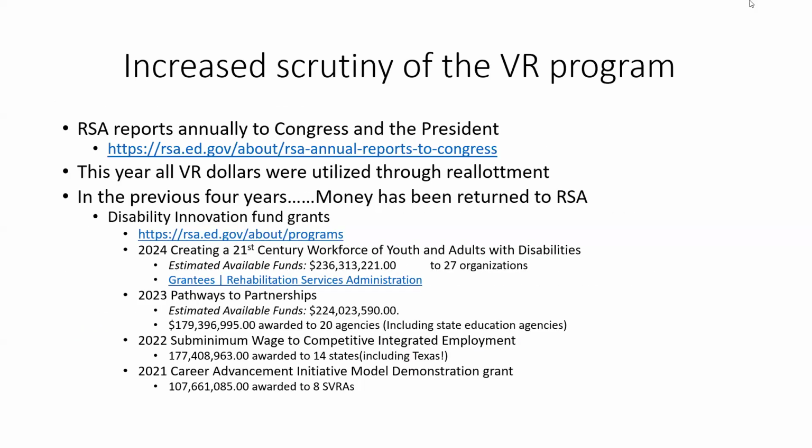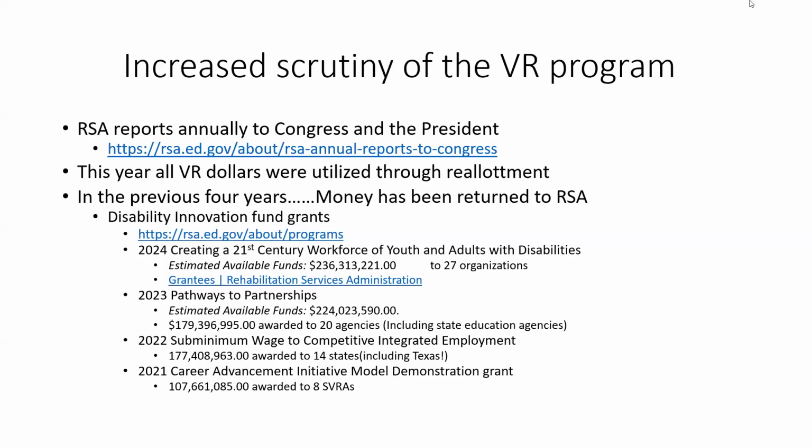Hopefully you have had a robust discussion about some of the data elements. The reason I wanted to do that before is that in the last bunch of years, there's been more scrutiny of the VOC rehab program. Every year, RSA reports to Congress and the president about the expenditures and the outcomes of vocational rehab. I've included a link if you really want to get into the weeds of those annual reports to Congress. To me, they're fascinating. Not everyone will think that.